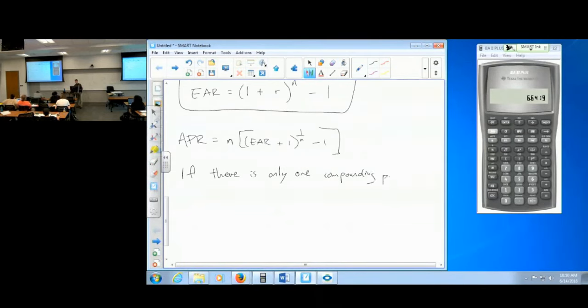If there's only one compounding period per year, like there was in chapters 3 and 4, then the periodic effective rate is equal to the APR because n is 1. And also because n is 1, the APR is equal to the effective annual rate. All three are the exact same thing. There's no need to distinguish between them.